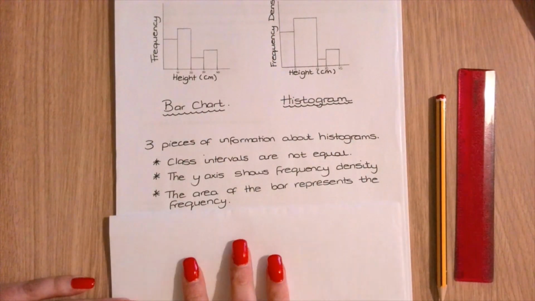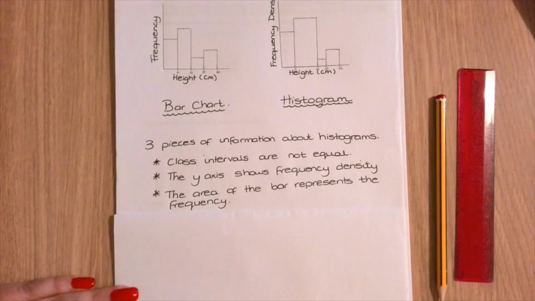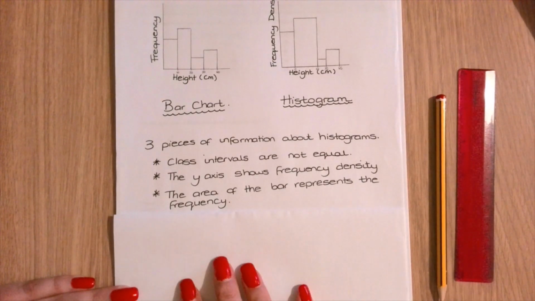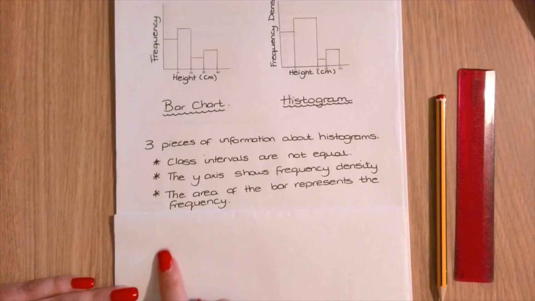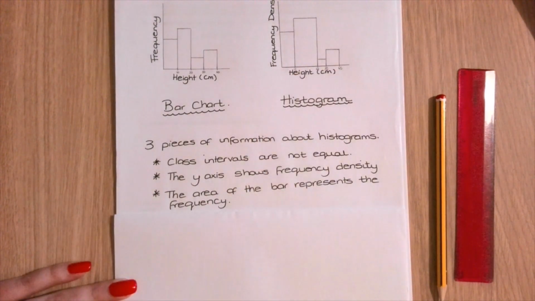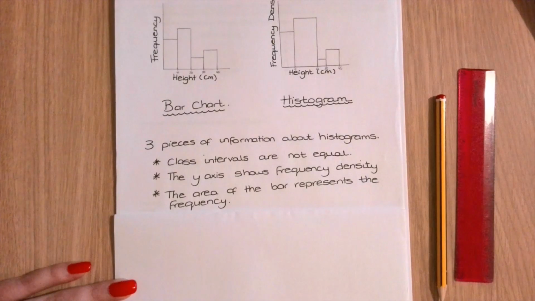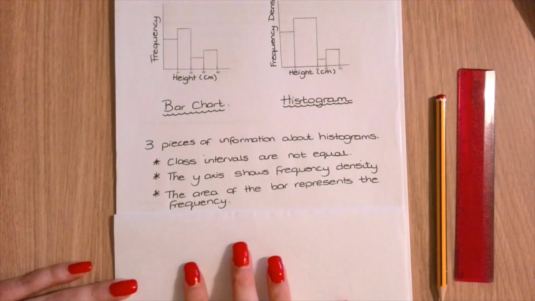And finally, and I think this is probably one of the most important bits about histograms, apart from the frequency density and the different width bars, is the fact that the area of each of these bars will represent the frequency for whatever group the data is showing, and I'll show you that in some examples.